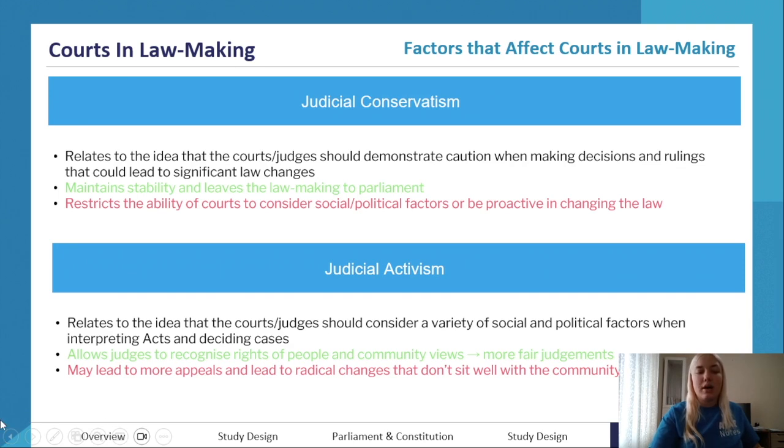The positives are that this allows judges to recognize the rights of people, as well as even the community's views, and consider that when passing judgments in order to make them more fair.